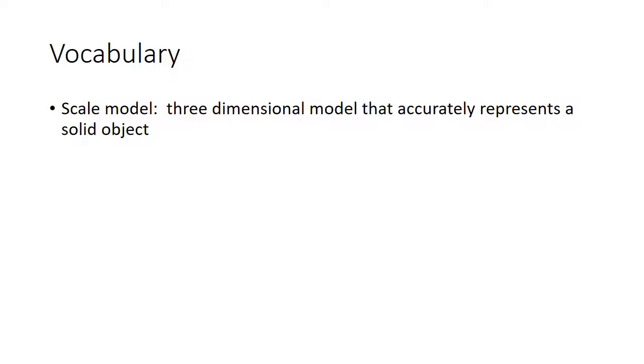So a model is going to be a three-dimensional representation of a solid object. So think of going from a car to a model car, going from a plane to a model plane, a train to a model train. So drawing is going to be two-dimensional, and the model would be three-dimensional.